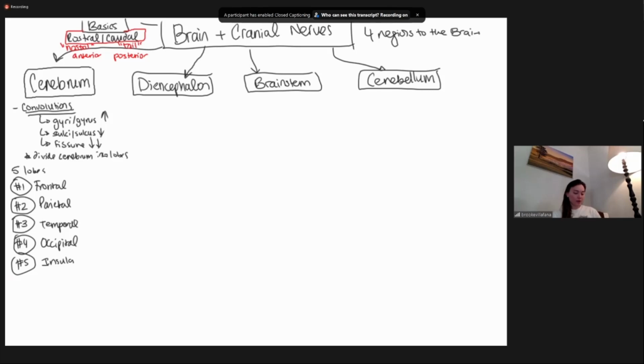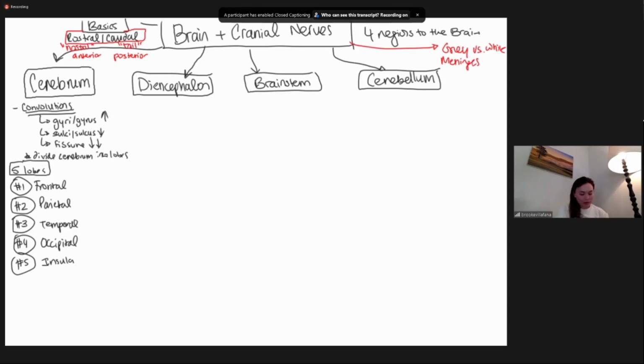Then we'll talk about gray matter versus white matter. This is another little topic we'll talk about. And then we'll talk about meninges, and we'll do that on a new page just because they don't really fit super well right here. And then with the cerebrum, we'll go into more detail about the 5 lobes, trying to give you an outline of the different ones.